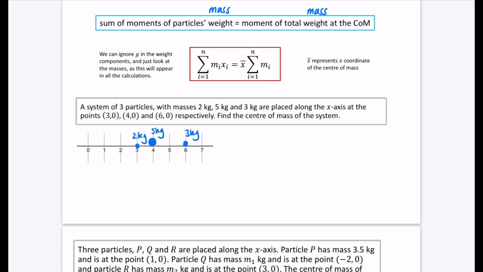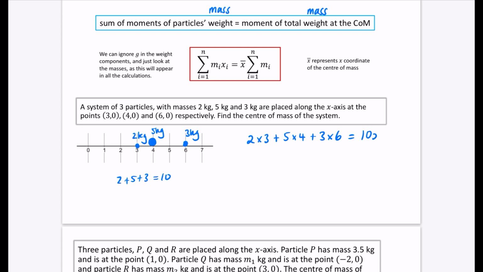Now, in order to do the calculation for this, all I'm going to do is the mass multiplied by the distance, the mass multiplied by the distance, the mass multiplied by the distance, and we'll see where that average one is going to be. I imagine the average one is going to be somewhere in this middle section, so let's see what happens. I'm going to start off by doing my 2 multiplied by 3. I'm then going to do the 5 kilograms multiplied by the 4 distance and the 3 kilograms multiplied by the 6 distance. That's everything on the left-hand side. And then on the right-hand side, we're going to have the x bar, which is the average part, multiplied by the total of the masses. Now, the total of the masses, 2 plus 5 plus 3, is obviously just 10.